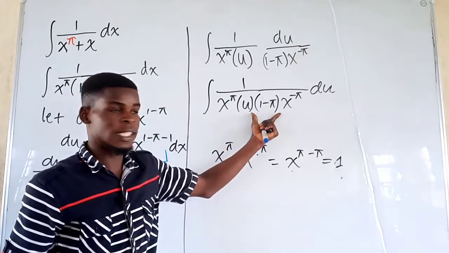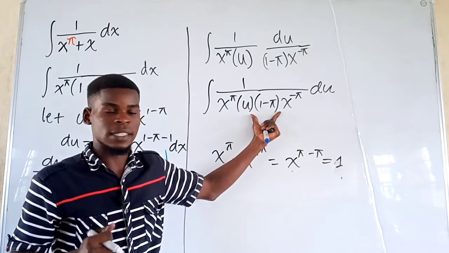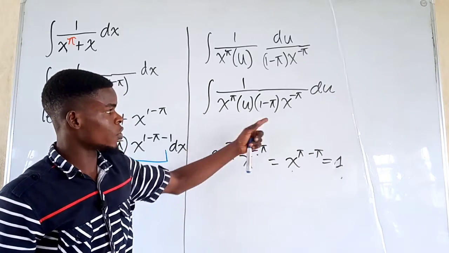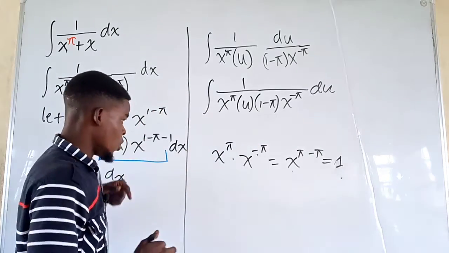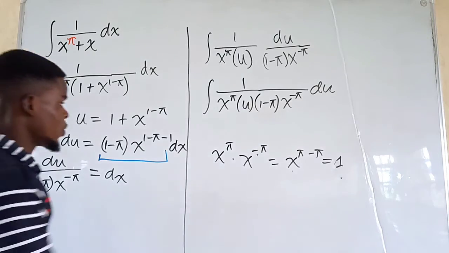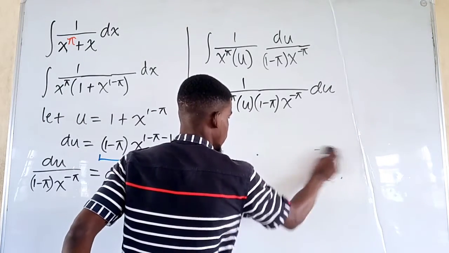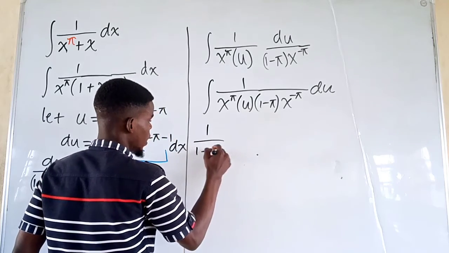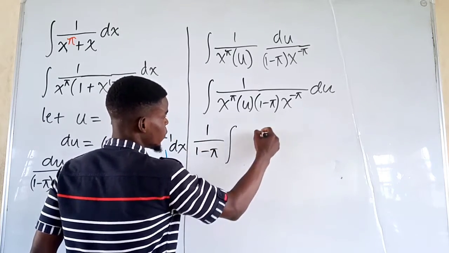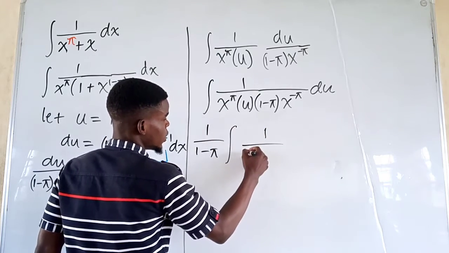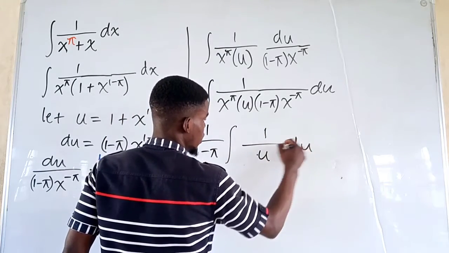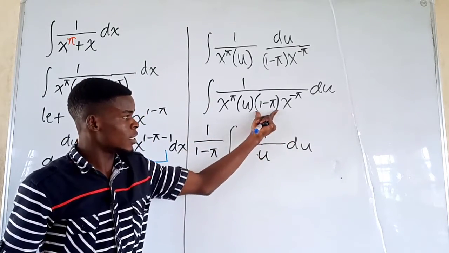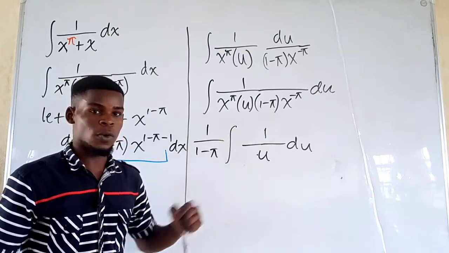And the next thing we like to consider is that this 1 minus pi is just a constant, so I can take it out of this integral sign. So there's going to be 1 over 1 minus pi. Let me just rewrite everything very nicely for you guys to see. This right here is going to become 1 over 1 minus pi times the integral of 1 divided by u, and we put down the du like that, noting that the product of this and this is going to be 1, and this is out of it. So we just have the u over there.